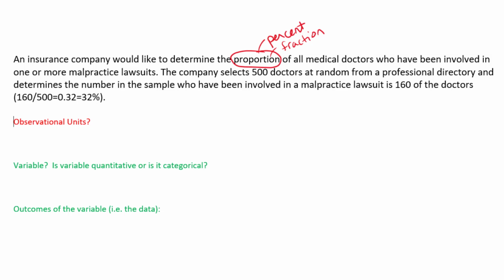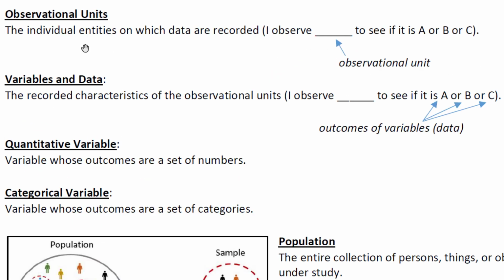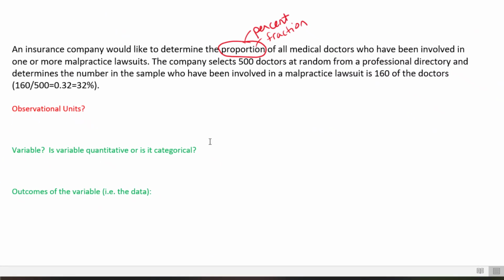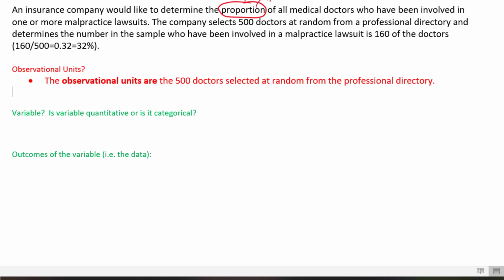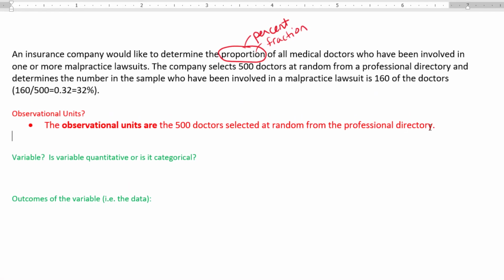So in this question, we're just going to look at a few of the vocabulary words. First, we want to identify the observational units. In our book, observational units are defined as the individual entities on which data is recorded. So it's the things we're observing, the things we're writing down information about. So in this problem, the observational units are the 500 doctors that were selected from that professional directory.